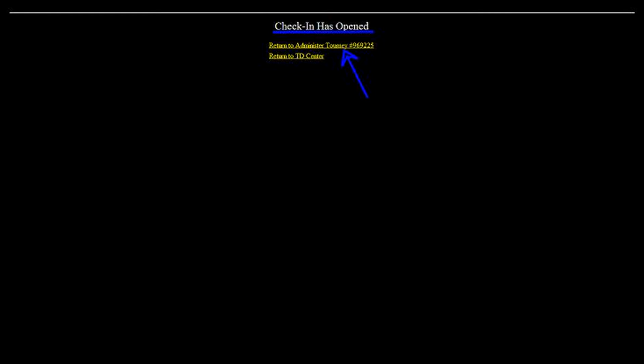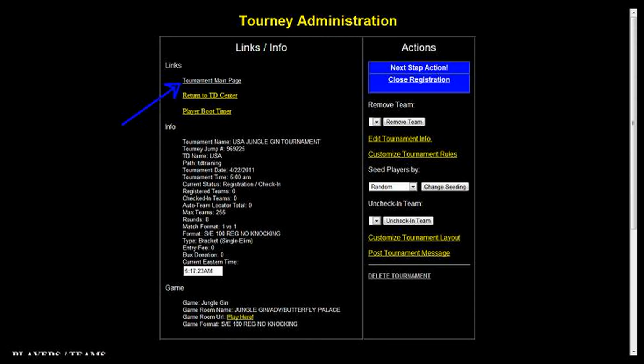This is the page that you will see after you clicked on open check-in. Now, click on return to administer tourney. Hashtag your tournament number will be here. Now, click on tournament main page, and just register the fake players. You will be able to find them on the tutorial page for this video.